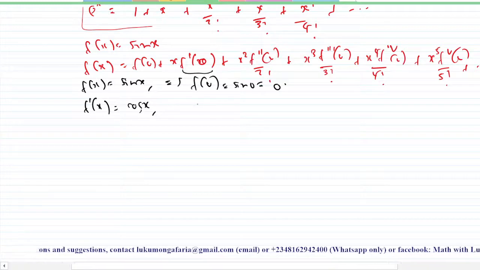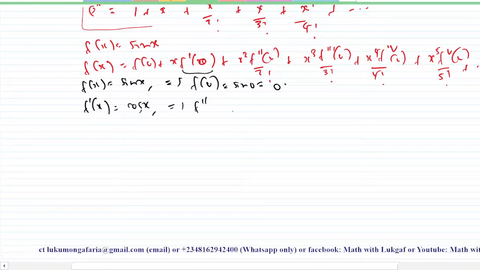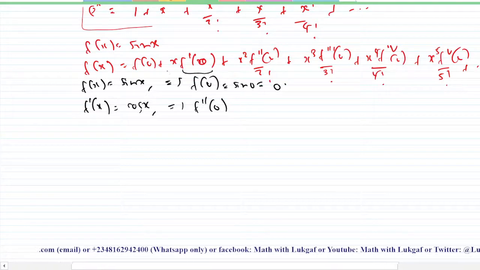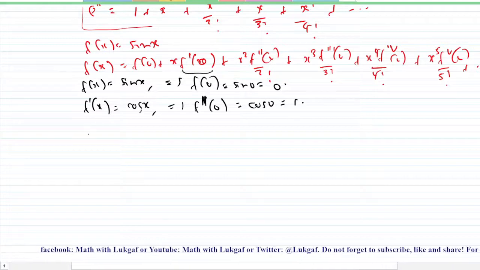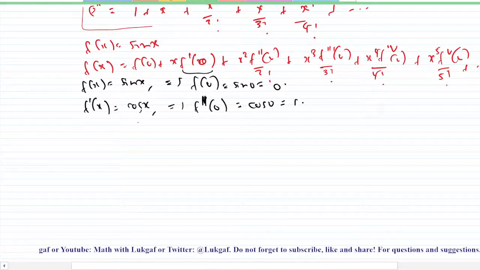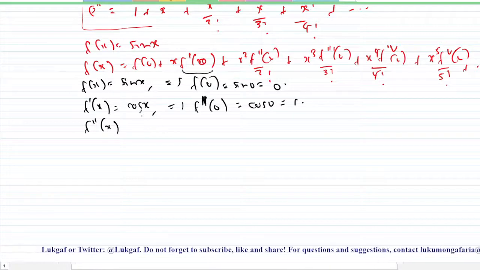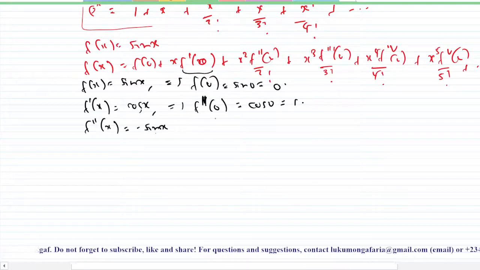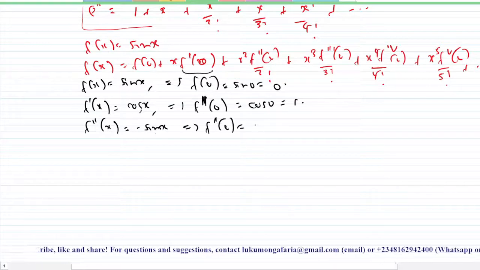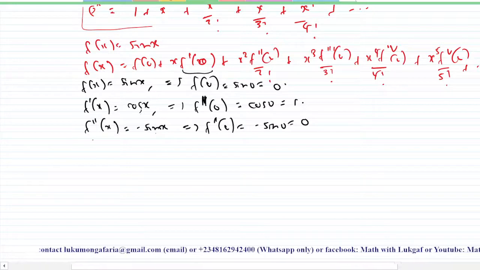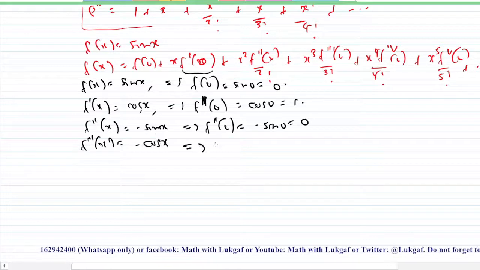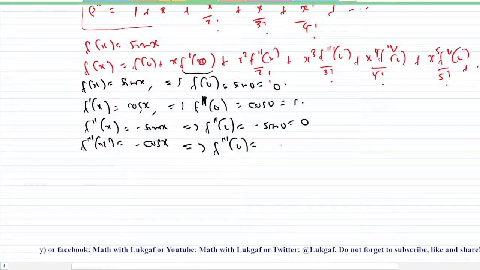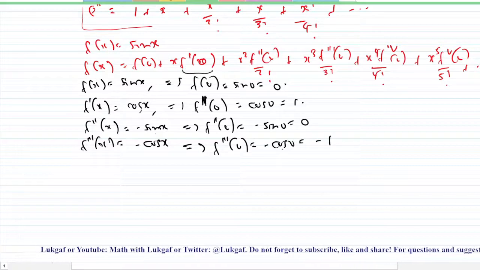So then you have f prime of 0. That's going to give me cos 0, which is 1. Then you have f double prime of x, that is, you differentiate this guy again, that will give me minus sin x. The derivative of cos x is minus sin x. Then your f double prime of 0, that is what? Minus sin 0, which is equal to 0 again. Your f triple prime of x, that's going to give me minus cos x. If you find f triple prime of 0, that's going to give me minus cos 0, which is equal to minus 1 because cos 0 is 1.